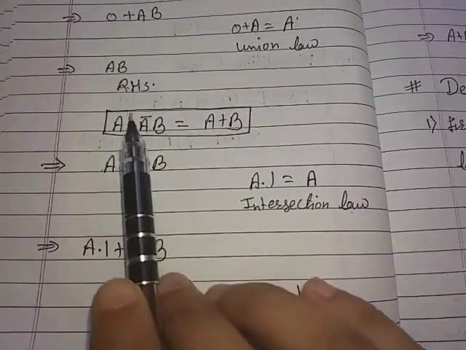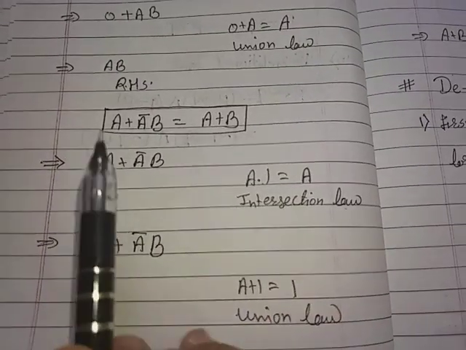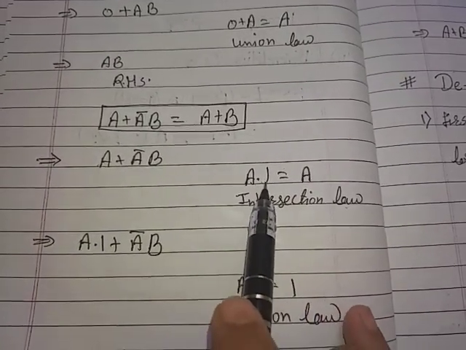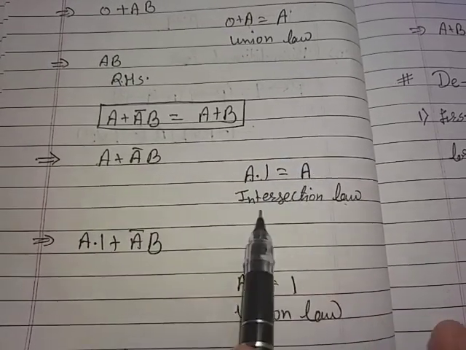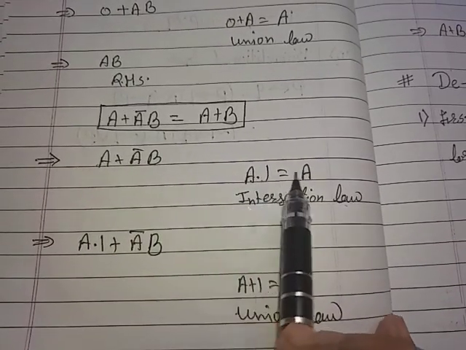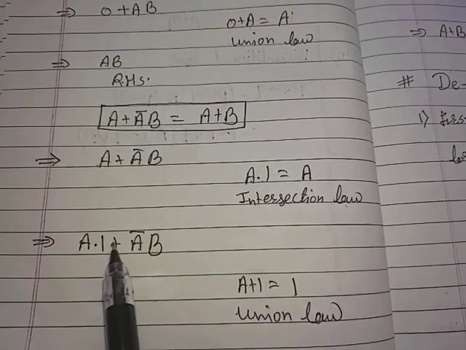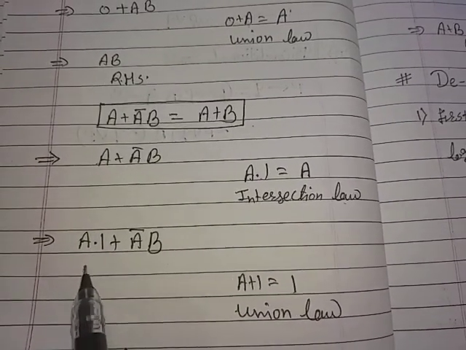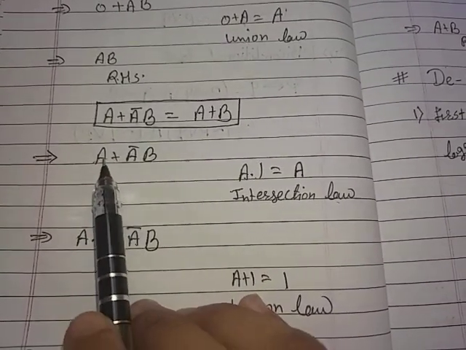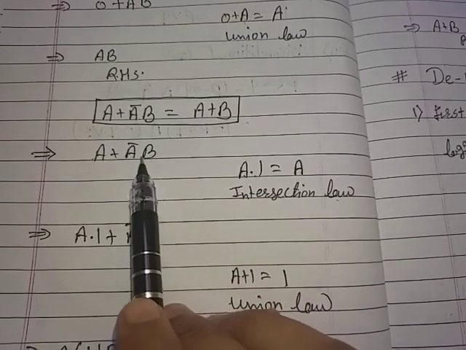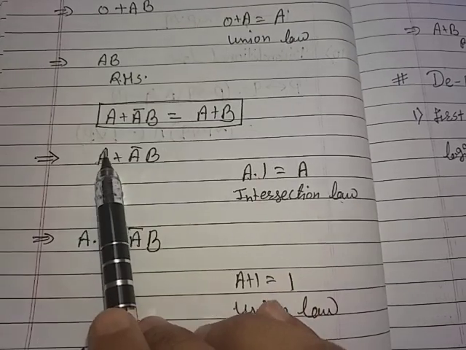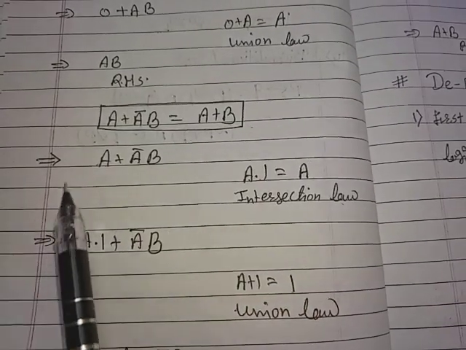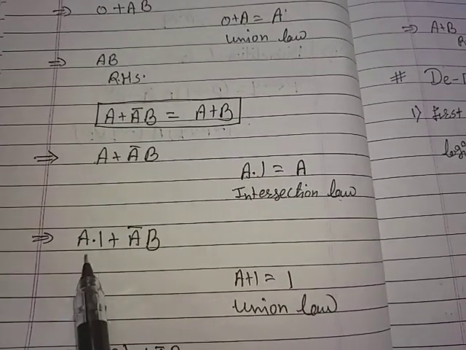Now let's see. First we take the LHS. Now if I multiply A dot 1, if I multiply 1 in A, the answer will be A from the intersection law. A dot 1 is equal to A. So I have multiplied 1 here. Now why did I multiply by 1? As we know, here we have two inputs A and B, but here we have only one, so we will add the second one. So how? First we have multiplied by 1.